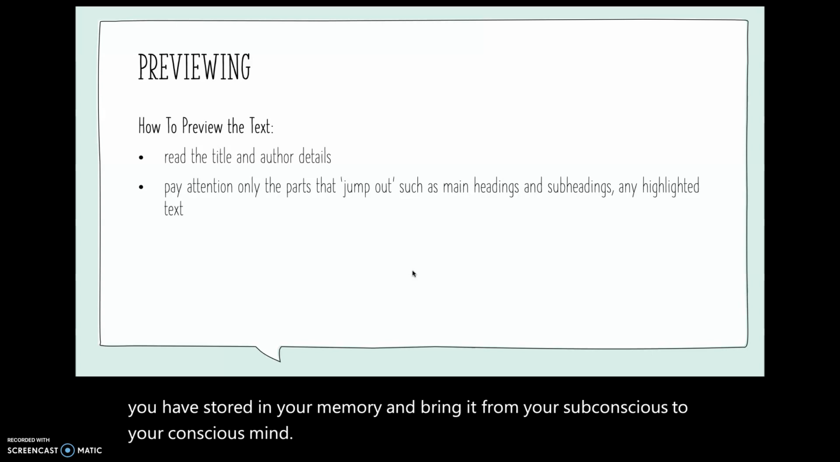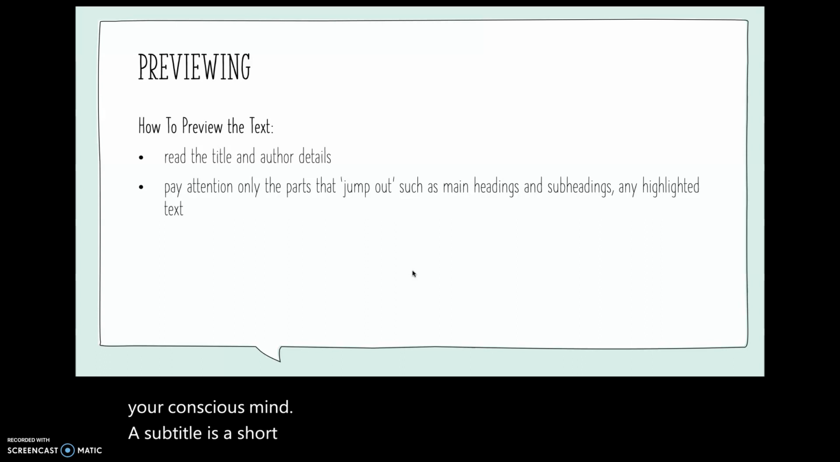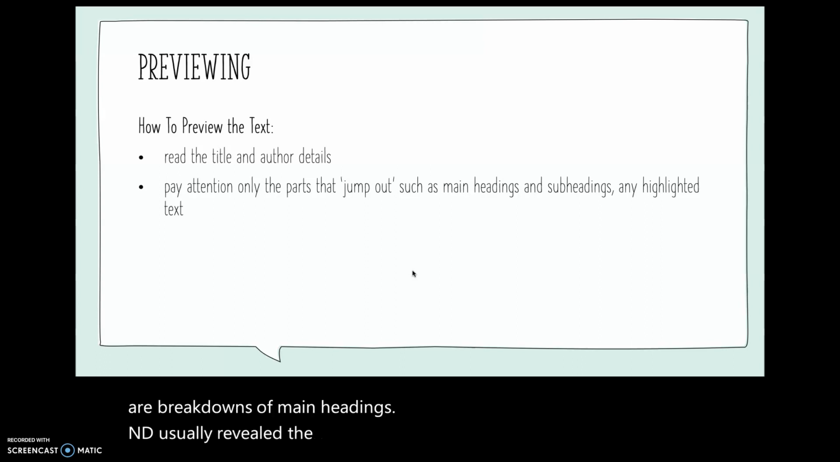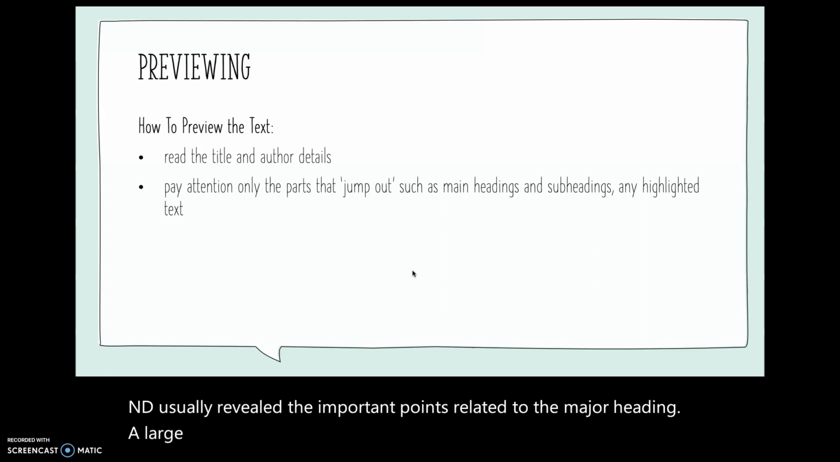A subtitle is a short summary appearing under or next to the title. Subheadings are breakdowns of main headings, and they usually reveal the important points related to the major heading. A large font or bold print often stand out as a visual aid for the reader.